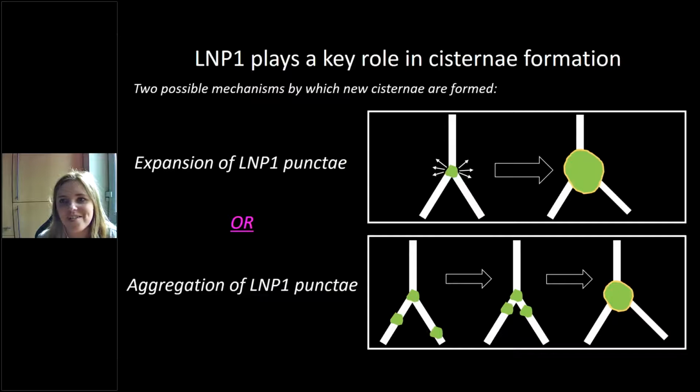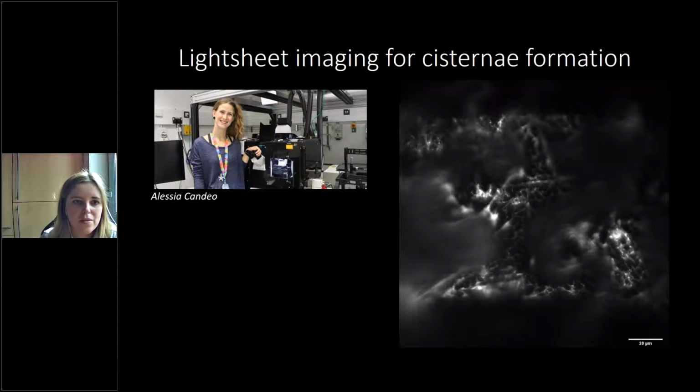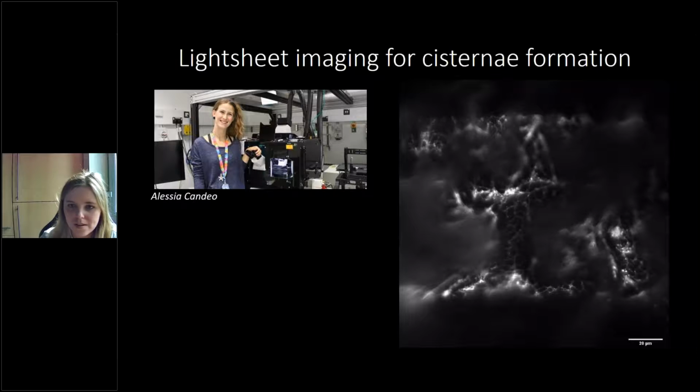So we tried to take a look at this on the confocals that we have at Oxford Brookes University. We have 2 very nice confocals there. But we found quickly that the samples would bleach, and this was a relatively rare event. It doesn't happen regularly that we see a new cisterna formed. So instead, we went to Harwell to work with Alessia Candeo, who is an amazing light sheet microscopist.